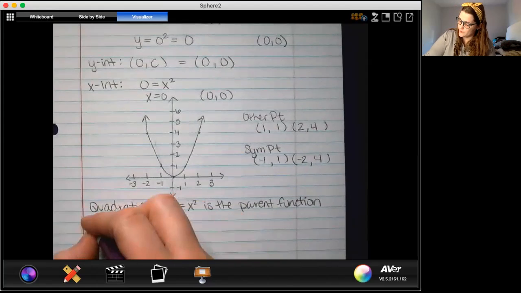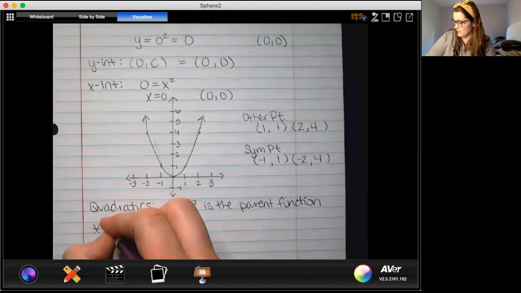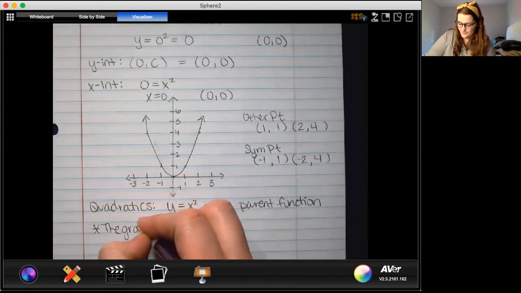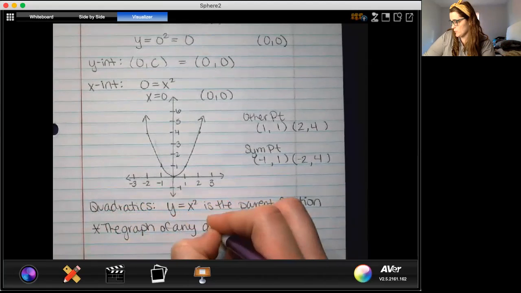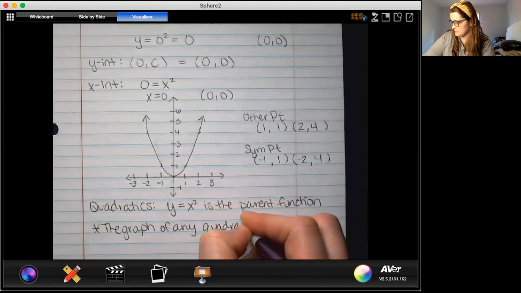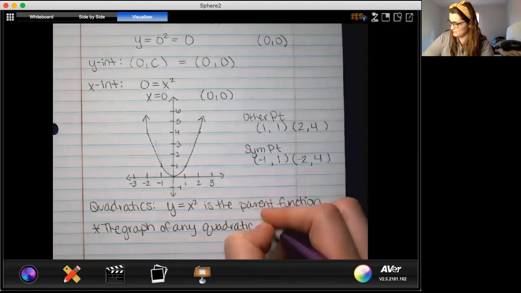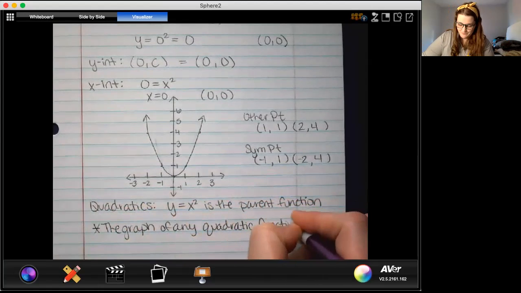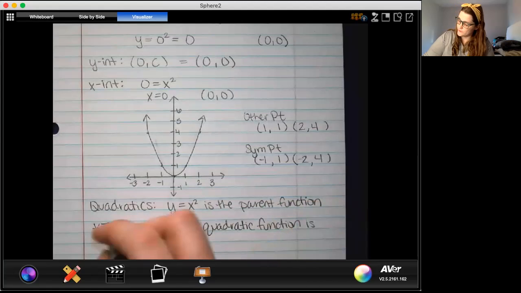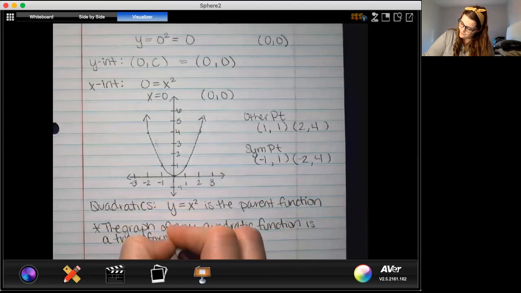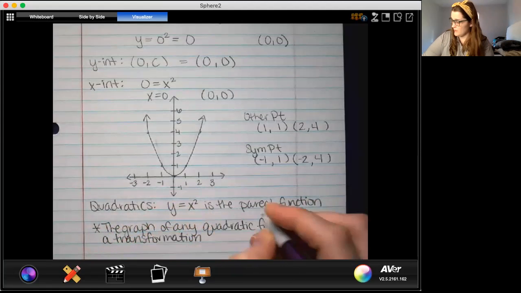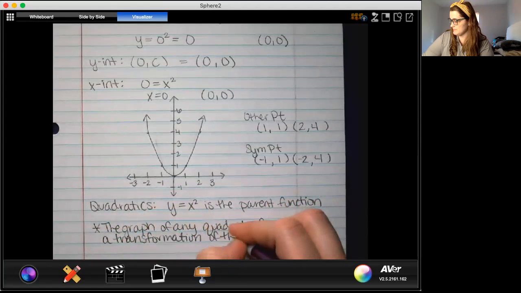So let me write that down, what I just said. So the graph of any quadratic function is a transformation of the parent function.